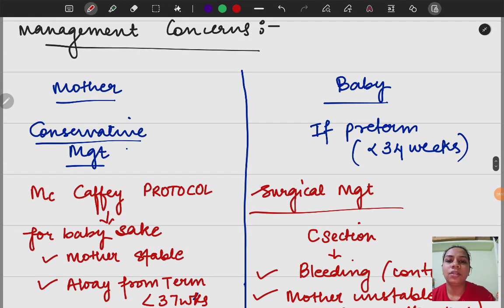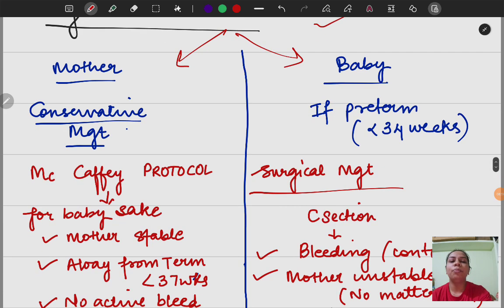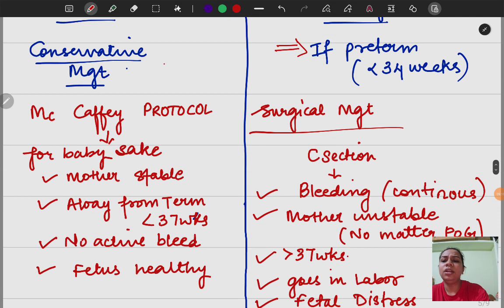Now, what are the management concerns of placenta previa? We have two concerns, mainly mother and baby. In case of the baby, if the baby is preterm, that is less than 34 weeks of gestation, that means the baby's lungs are not mature. So we cannot deliver now, we have to wait for the baby's lung maturity, and also we have to think about the mother. Then we will go for conservative management. In conservative management, there is one famous protocol called the Macafee protocol. It is done for the baby's sake, because the baby's lungs are not mature.